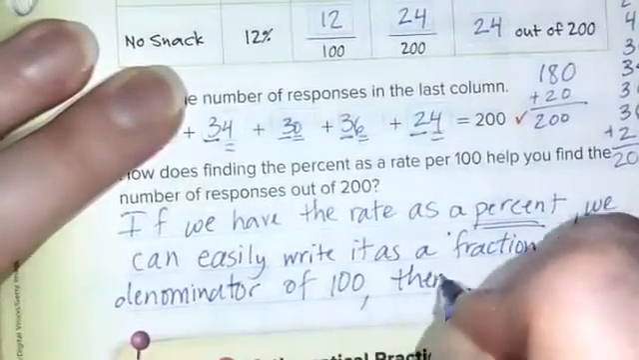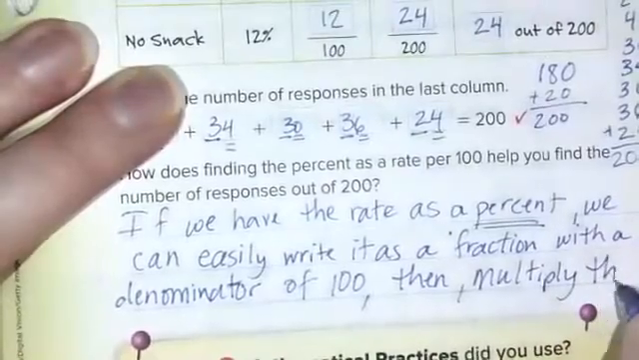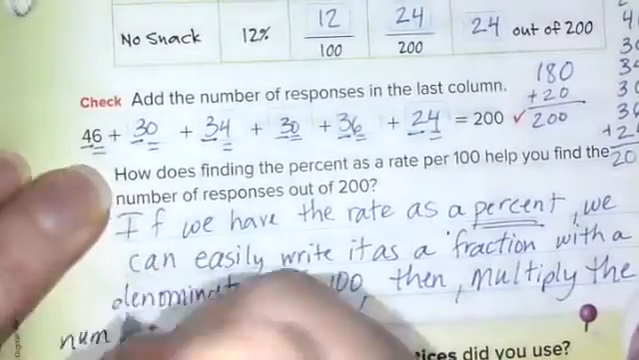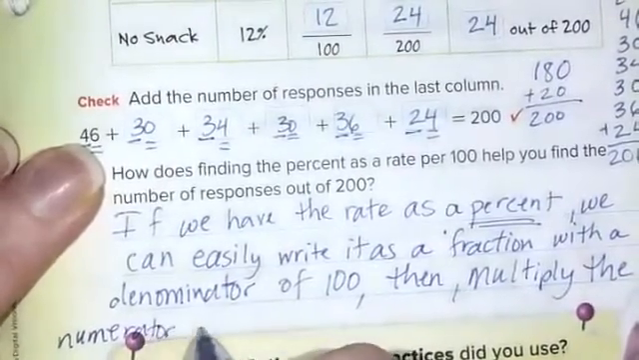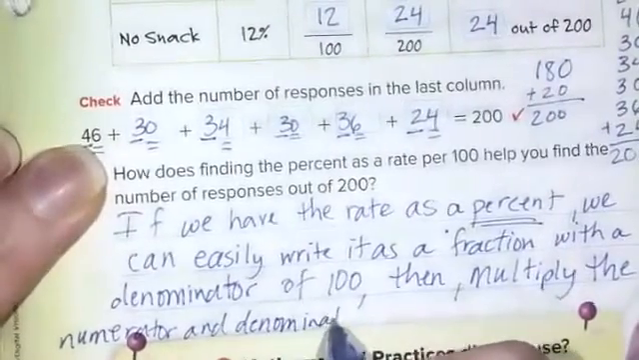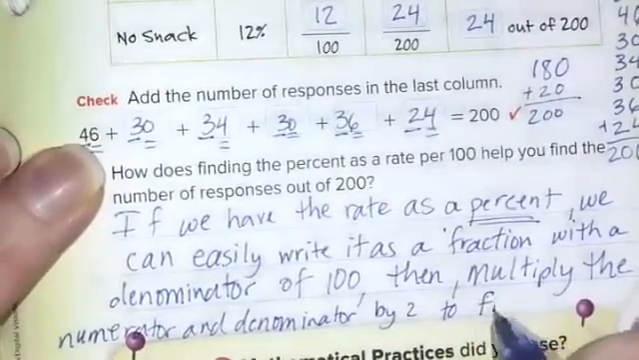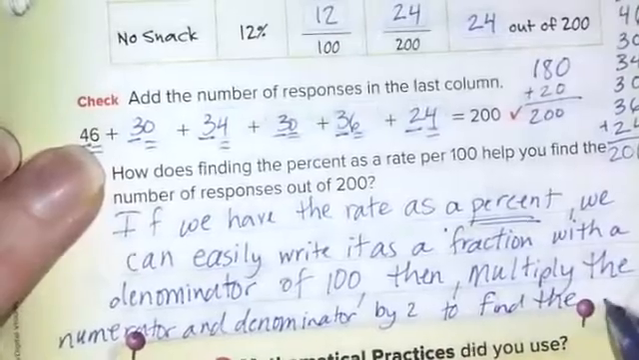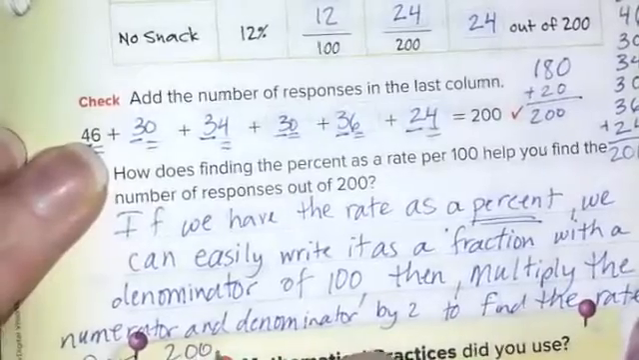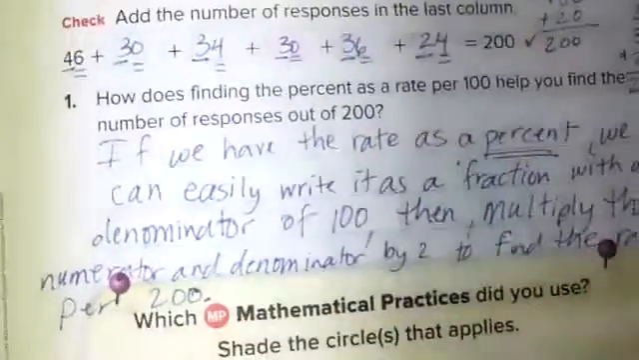Then multiply the numerator and denominator by 2 to find the rate per 200. Okay, so just scale that up from per 100 to per 200.